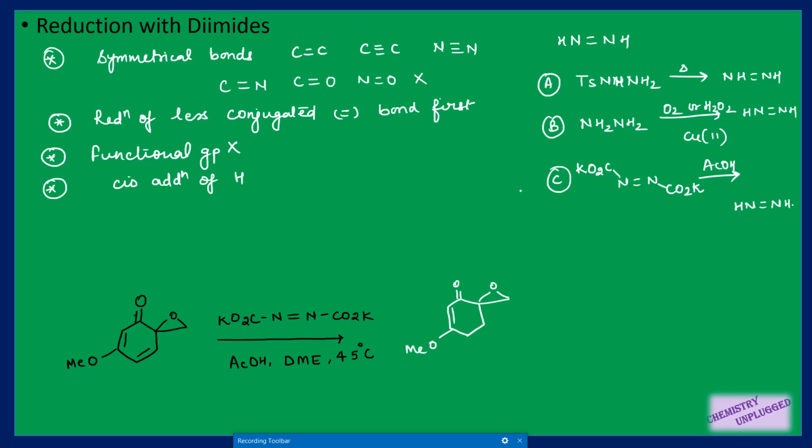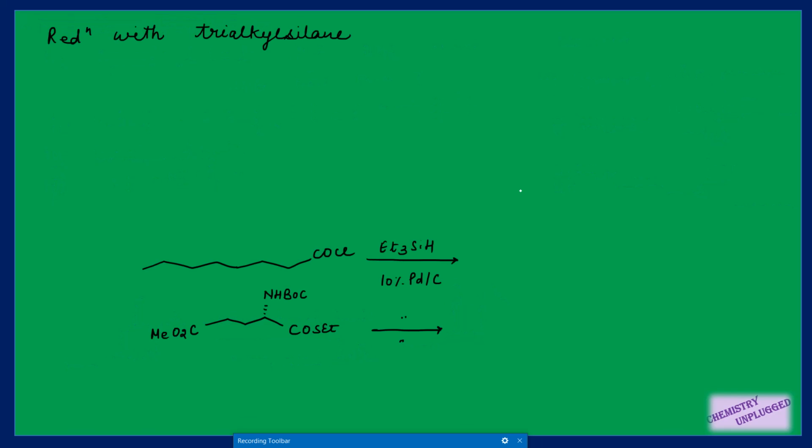So these are all the important properties of diimide. Then we will move to reduction with trialkylsilanes. Generally triethylsilane is used for this purpose, right? So the first important point is it can convert alkynes into vinyl silanes. This is using cis addition.